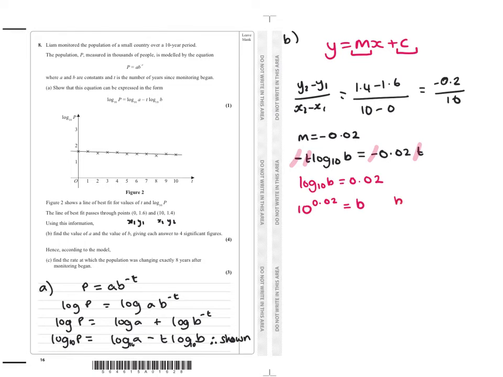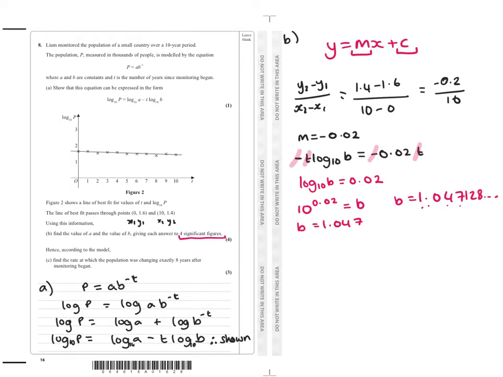So then b equals 1.047128, blah, blah, blah. It then says 4 significant figures. Okay, 1, 2, 3, 4. So our b is 1.047. Perfect.